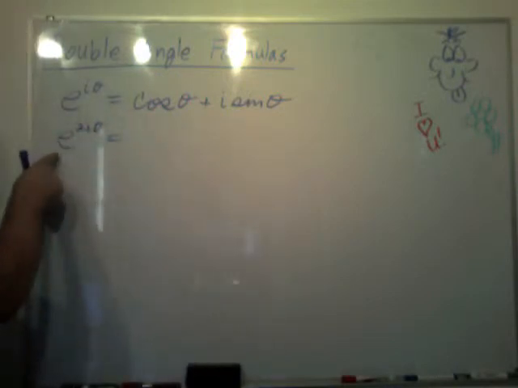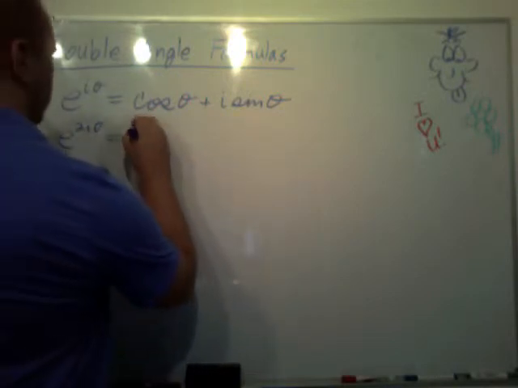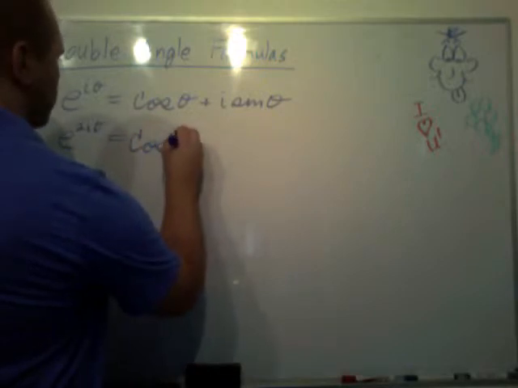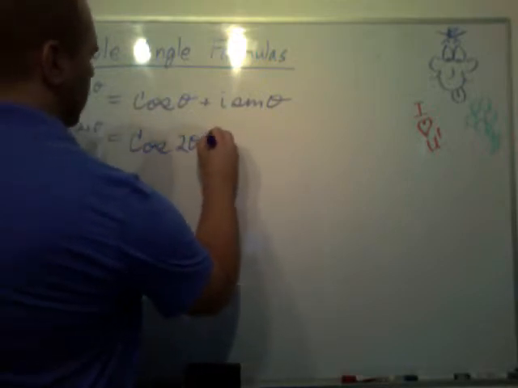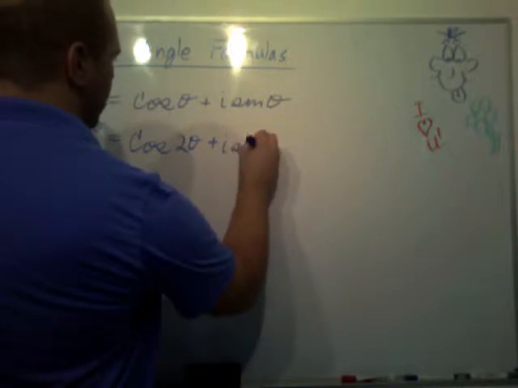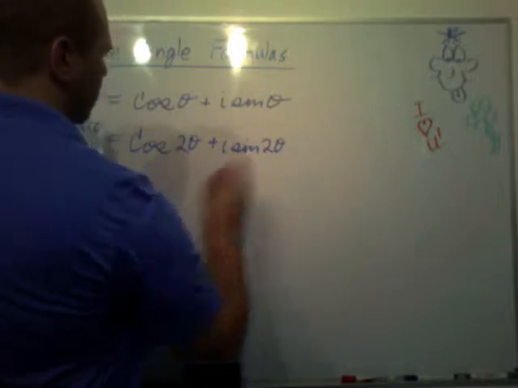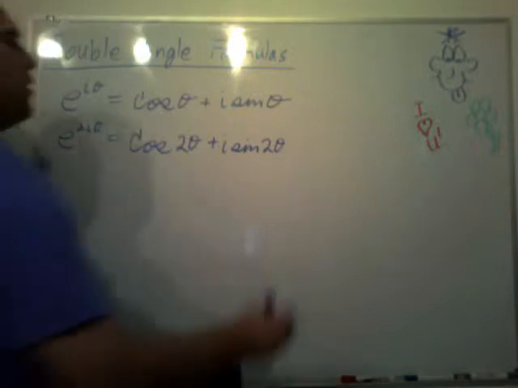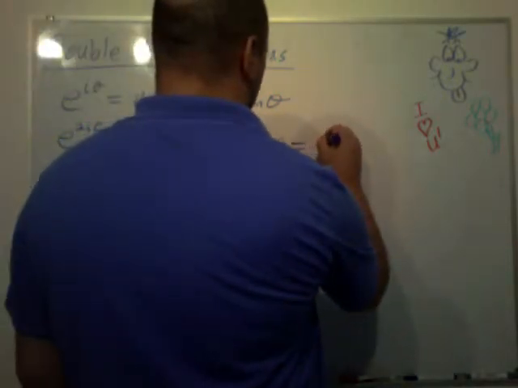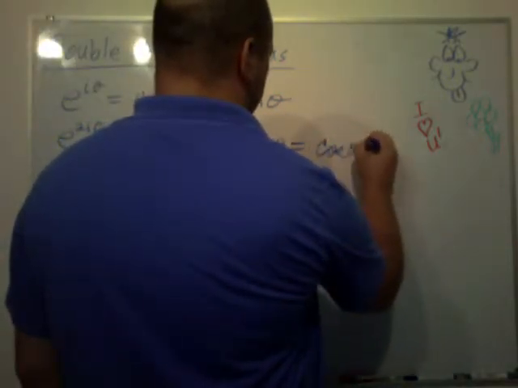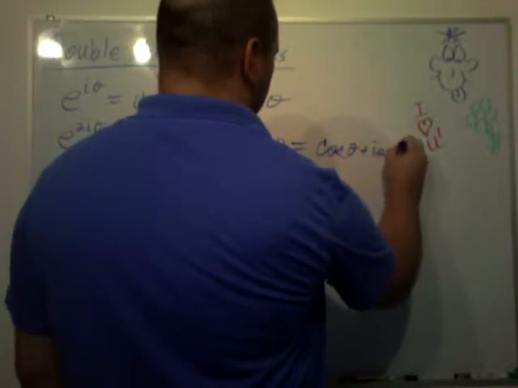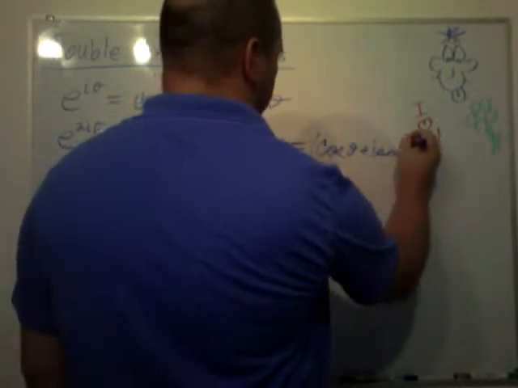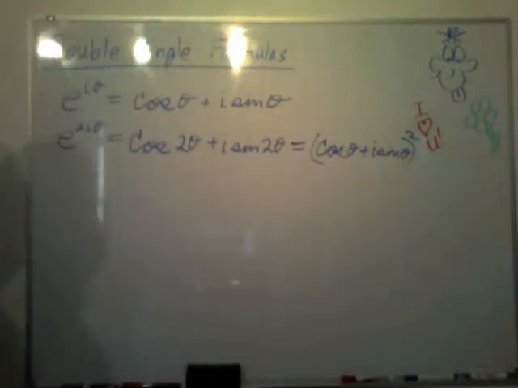Well, we could look at this as our angle being 2 theta, which is cos 2 theta plus i sine 2 theta. Or we could look at it as e to the i theta being squared, which is (cos theta plus i sine theta) squared. That's actually de Moivre's theorem right there.